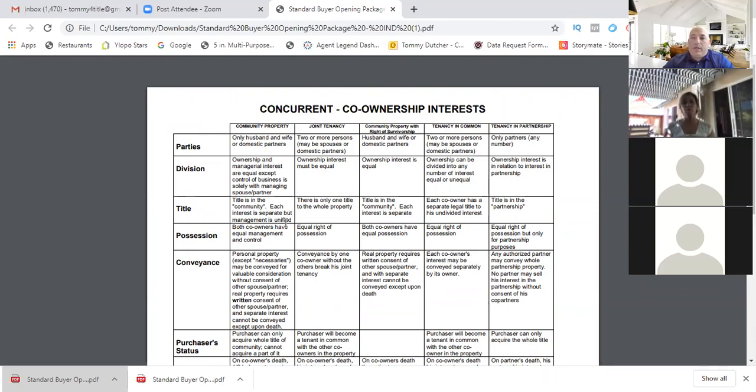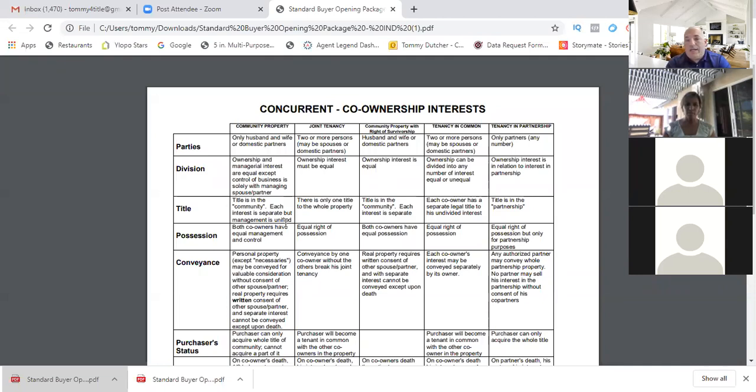So let's say Betsy and I and Colleen go in to buy a house and I own 20% and Betsy owns 30% and Colleen owns 50%, right? We would be tenants in common and it would be specifically stated on the deed that we each are tenants in common, and it would specifically state the percentage of ownership rights that we each have, okay?